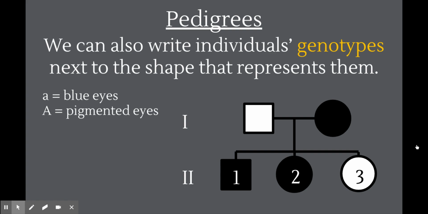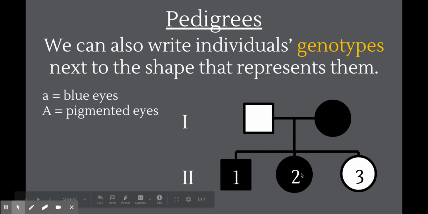So take a look at the pedigree on this slide. We've got a couple generations, and we have some shaded individuals here. Now remember, shaded individuals are shaded because they have a trait that we are tracking, that we're interested in. And in this case, the trait is blue eyes, which is a recessive trait. So these three individuals have the recessive trait of blue eyes.